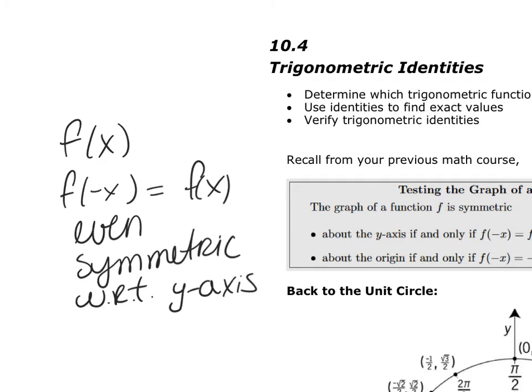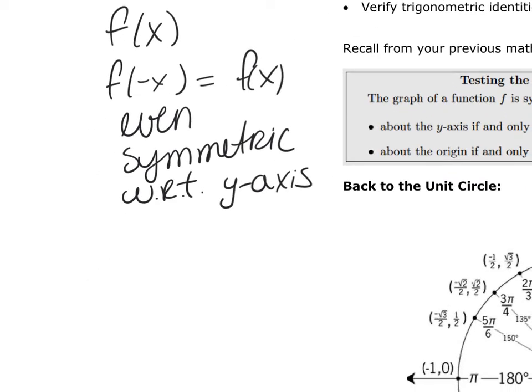Okay? So in this lesson, we're going to talk about odd and even. It's going to make a lot of sense when we start graphing these, which we're not doing yet. What this allows us to do is, if we know the function is even and I'm asked to find the sine of, say, negative 30 degrees, it would equal just the sine of 30 degrees.